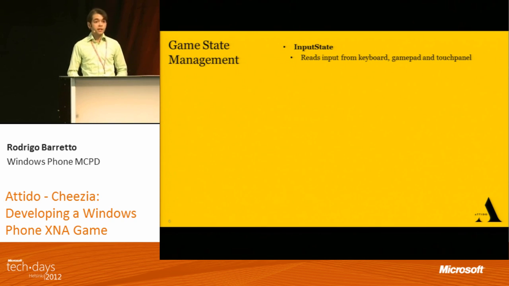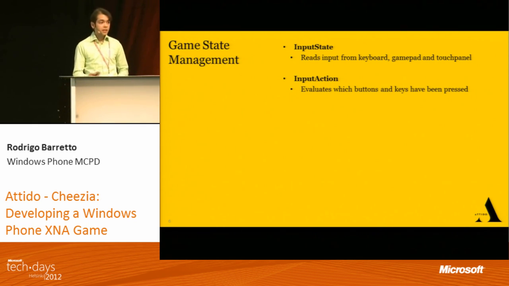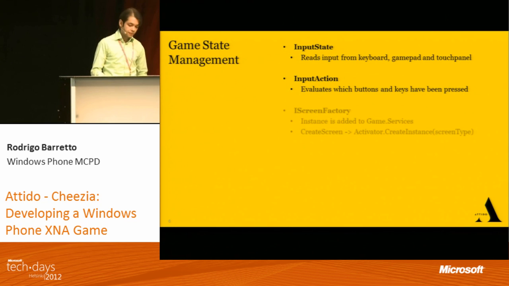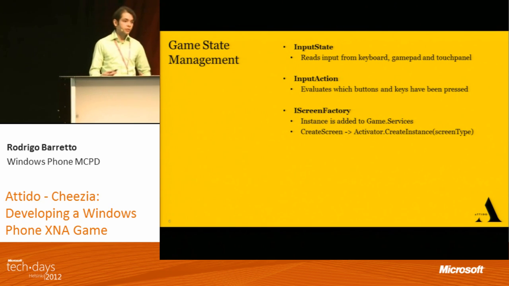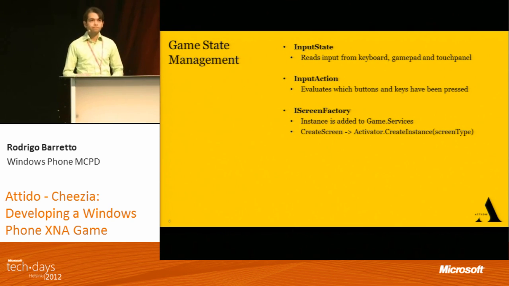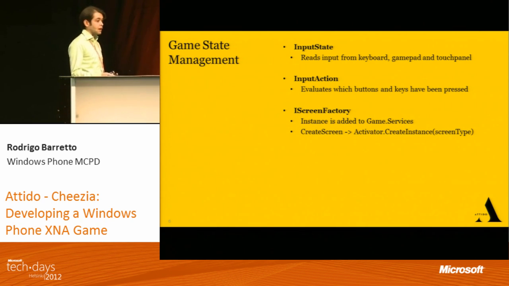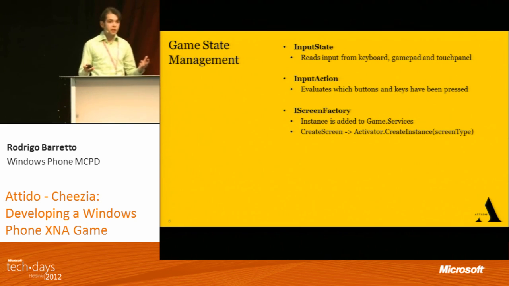Another class is called InputState, and that's responsible for reading the input from the gamepad or the keyboard or the touch panel. The InputAction is the class that's responsible for evaluating which buttons and keys have been pressed. And there's also an interface, the IScreenFactory, which needs to be implemented so that the screen manager knows how to recreate all of your game screens. And like in Cheezia, if your game screens have default constructors, it's basically just a one-liner. You just need to call Activator.CreateInstance, passing the instance type. Then the screen manager knows how to recreate them.